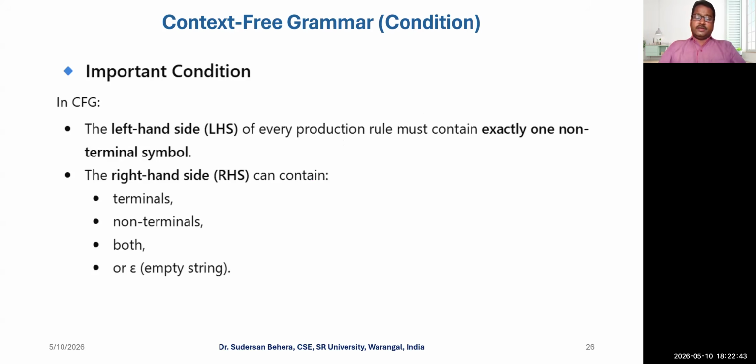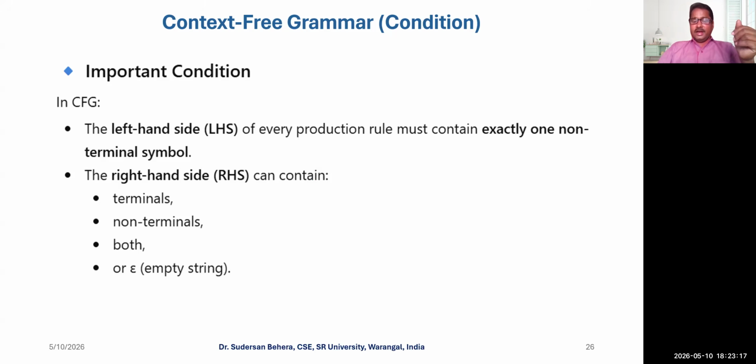What are the conditions? The condition I just mentioned, there is no need to discuss this slide again, because it shows the important condition of the production rule of a context-free grammar. The left hand side (LHS) of a production rule must contain exactly one non-terminal symbol, as mentioned previously, capital A. And the right hand side can contain terminals, non-terminals, or both of them.